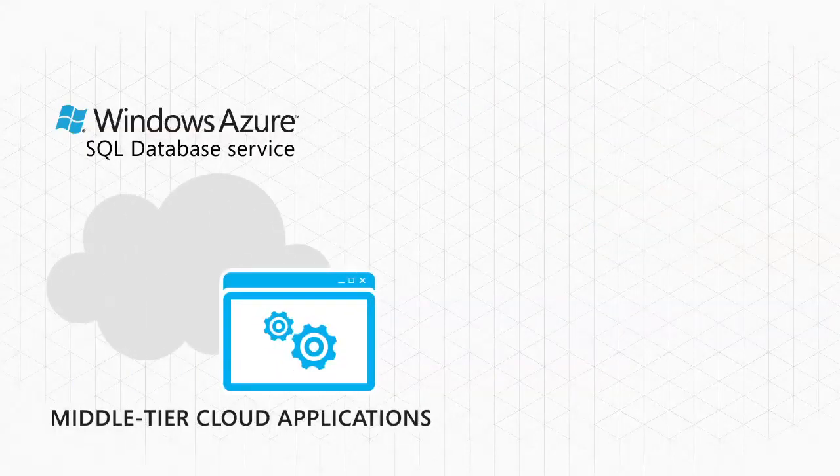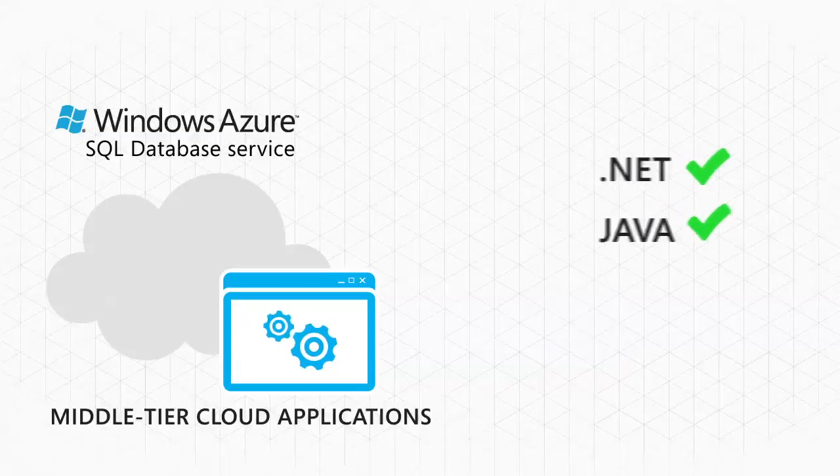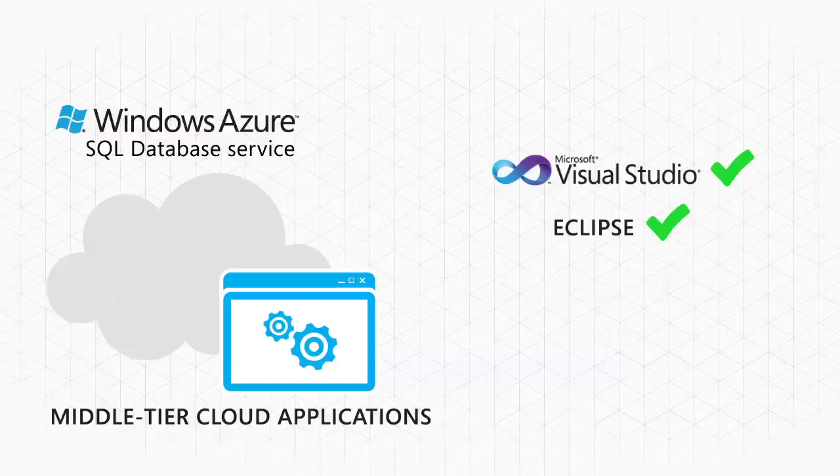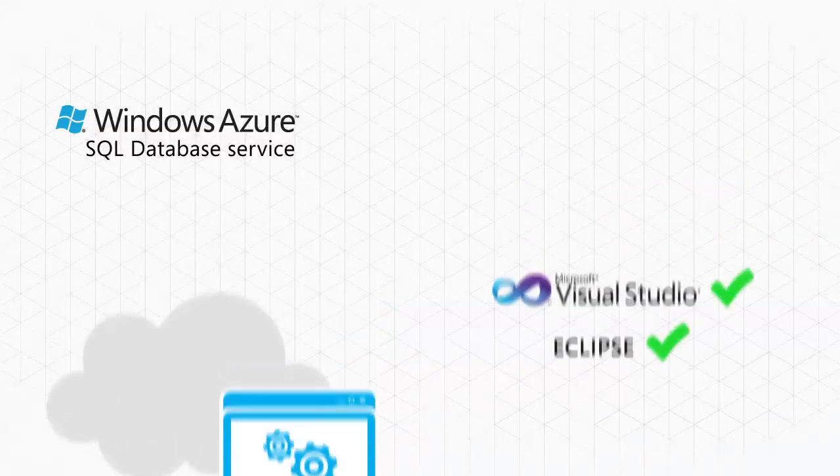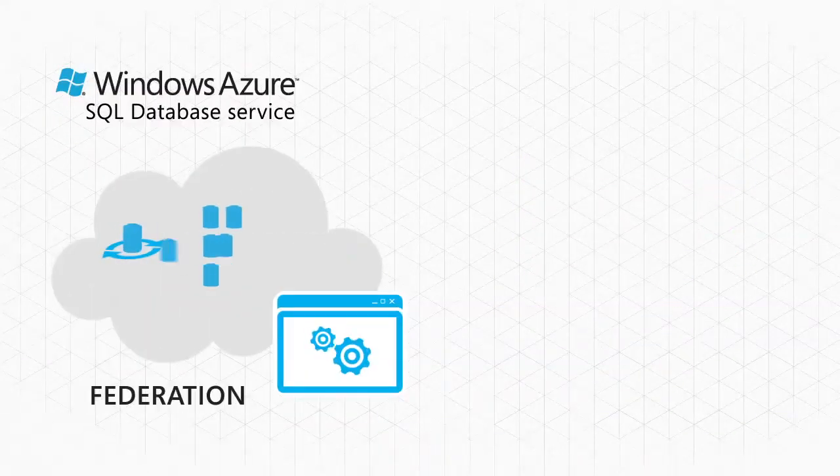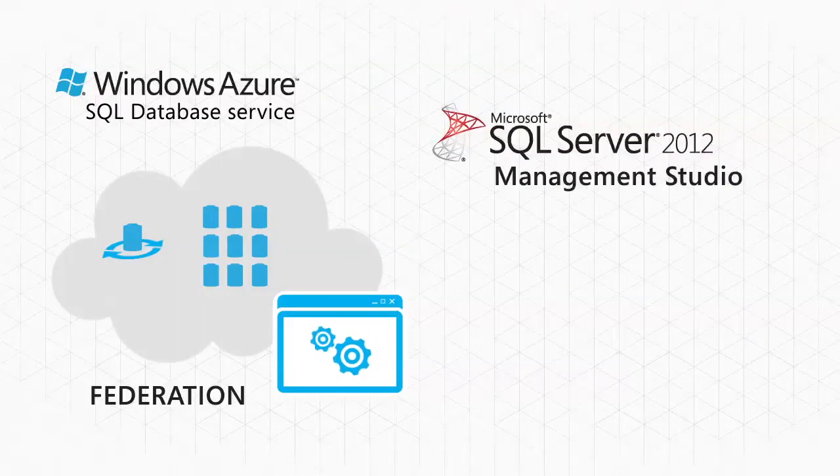To build the middle-tier cloud applications, your developers can choose their favorite platform, such as .NET or Java, and then use Visual Studio or Eclipse, along with the Windows Azure software development kits, for an integrated development environment. Optionally, depending on the scalability needs of the applications, developers can federate their SQL database using the SQL Database Federation feature. This can be accomplished via SQL Server Management Studio or via automated Transact-SQL scripts.